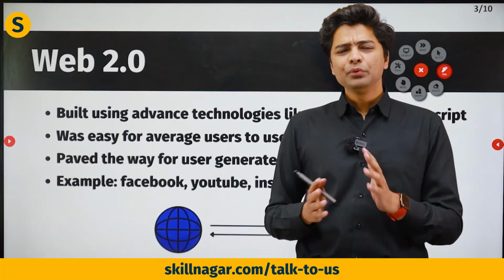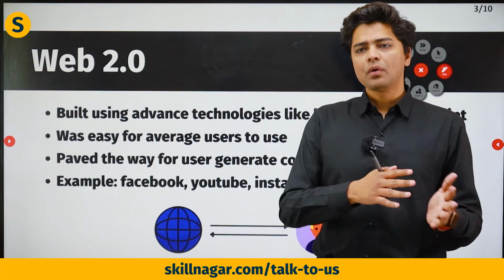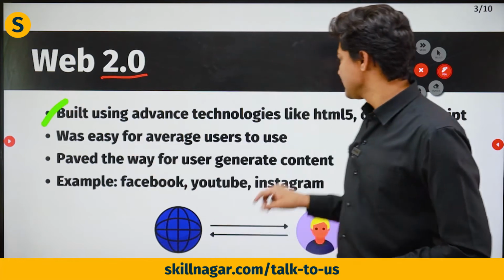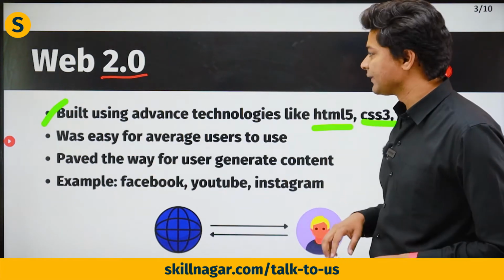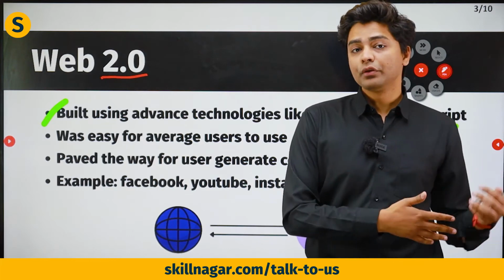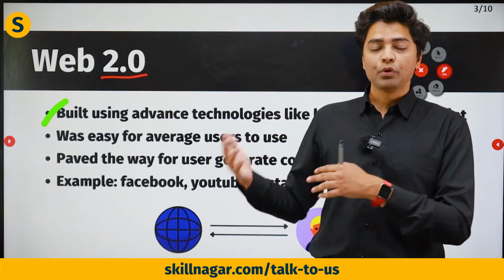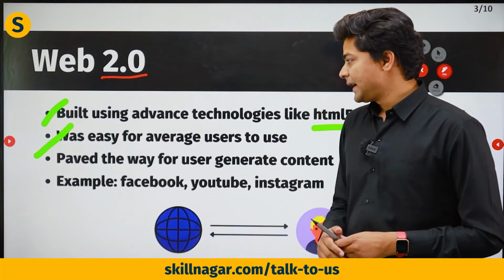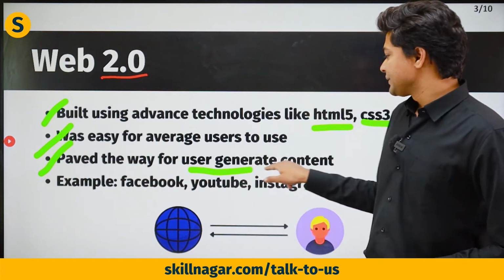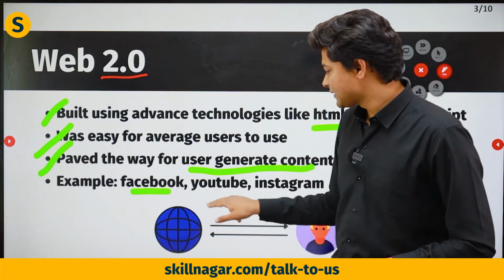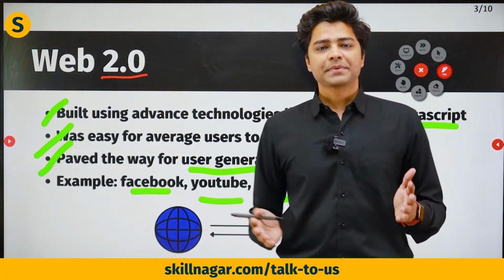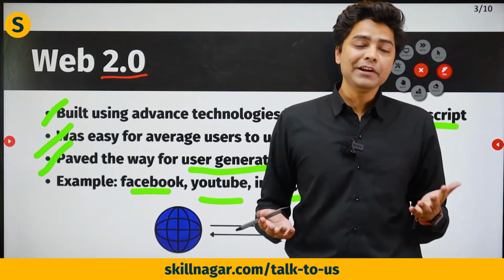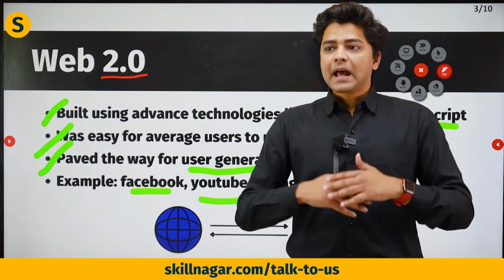Okay, now it was not very user friendly, and obviously people were not loving it. So we had something known as Web 2.0. What was that? It was built using technologies like HTML5, CSS3 and JavaScript. And obviously since Web 1.0 was not user friendly and Web 2.0 is something which is advanced, it was easy for the average user to use. Finally, you can see it paved the way for user generated content. So you can see websites like Facebook, YouTube, Instagram. What are these websites? They're not the content creators. They enable people like you, people like me to create content, and with that I can actually reach out to people.